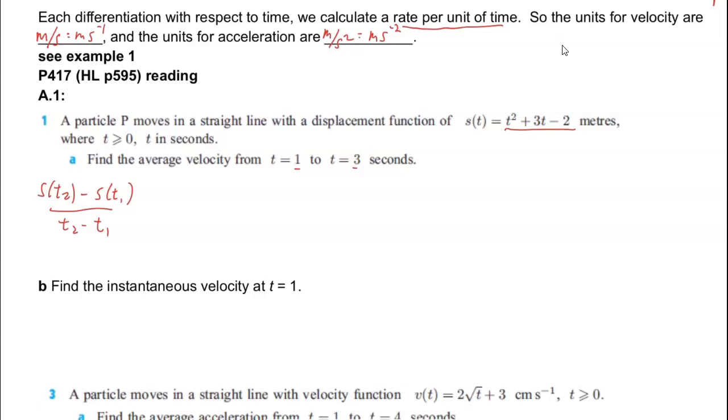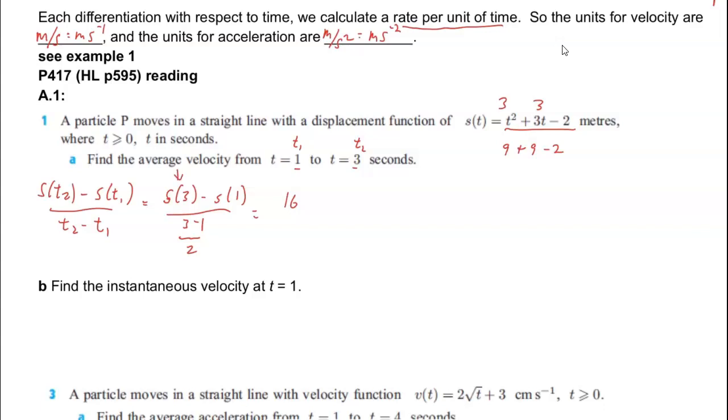What is t1 and t2? t1 is 1, t2 is 3. So we're going to basically replace this with S3 minus S1 divided by 3 minus 1, which is actually equal to 2, right? S3 means we just put 3 here, and we put 3 here. We're going to get 9 plus 9 minus 2, 18 minus 2, which is 16. So this is going to be 16.